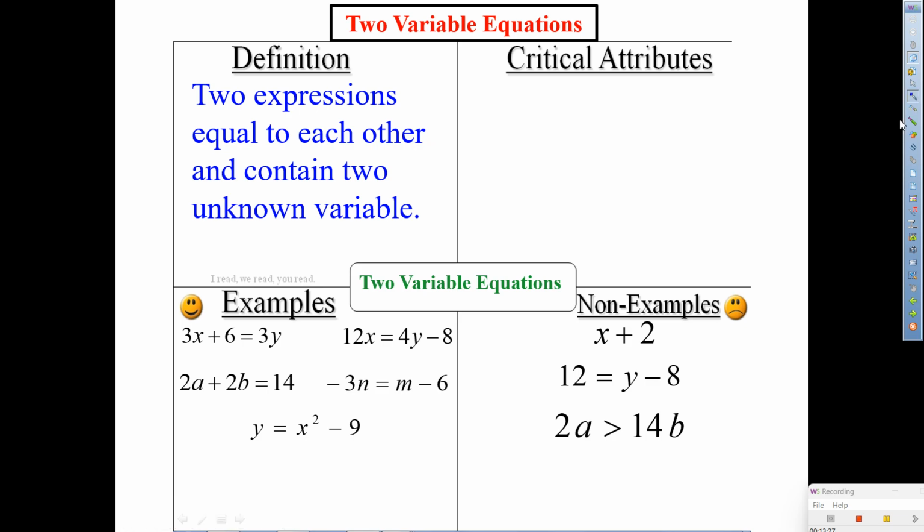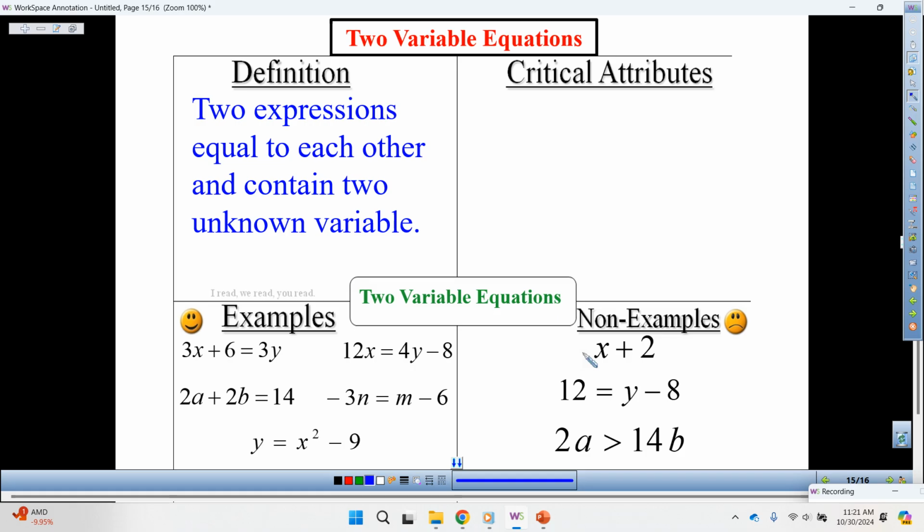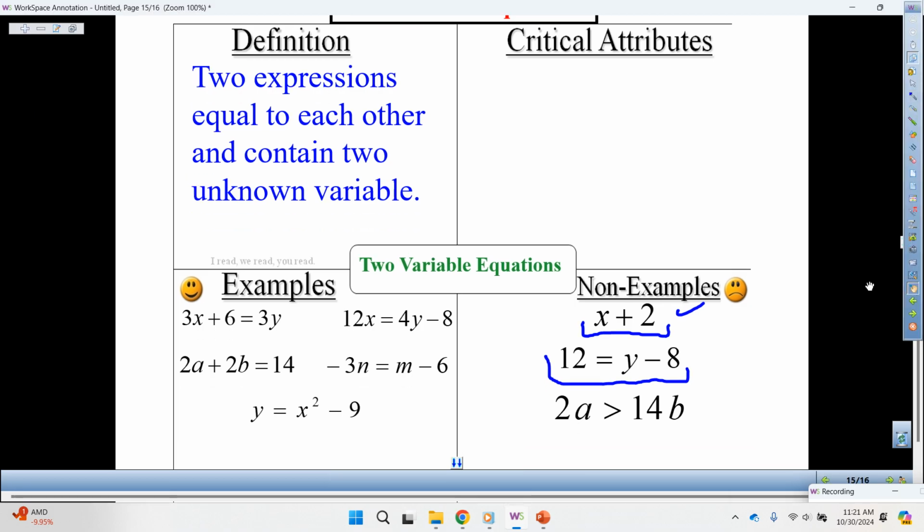And let's start with Mario. Mario, why is this one not a two-variable equation? It doesn't have an equal sign. That is correct. All right. So pass it to the other talkative person. Someone from my far right. Oh, Ashlyn? Okay, Ashlyn. Why is this one not a two variable? It doesn't have two variables. All right. Ashlyn, pass it to someone from my far right.